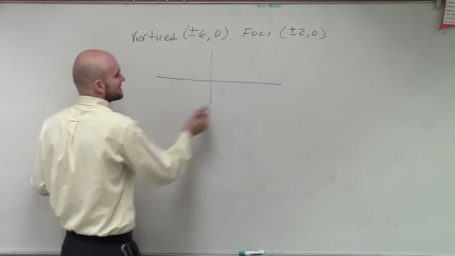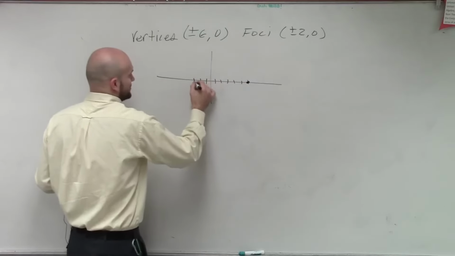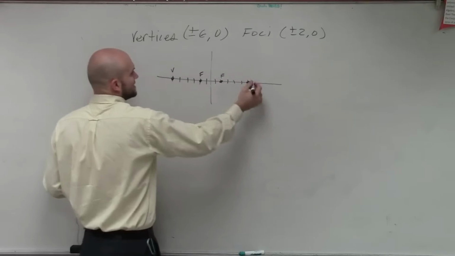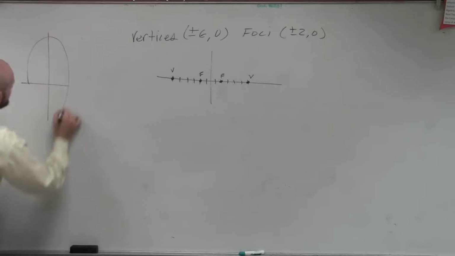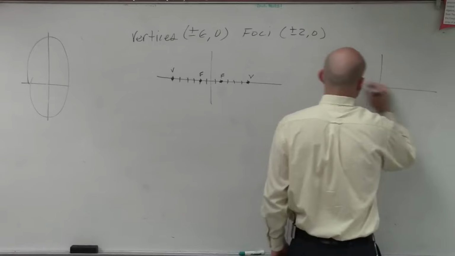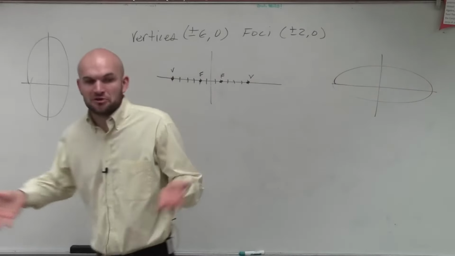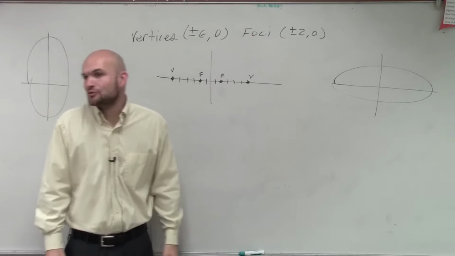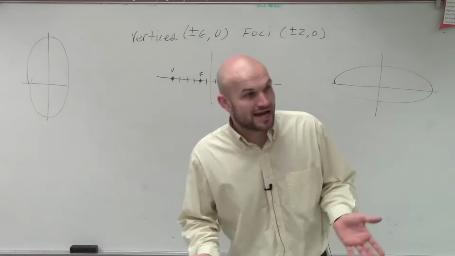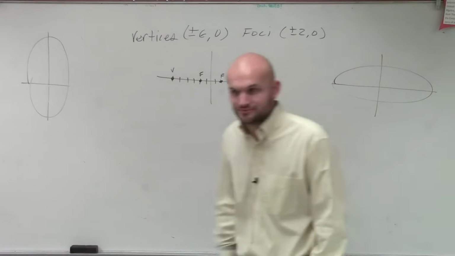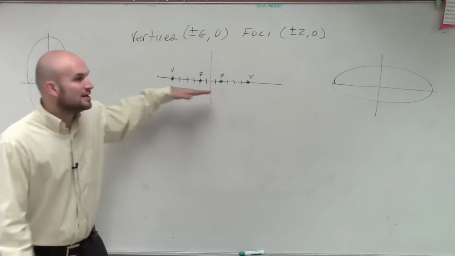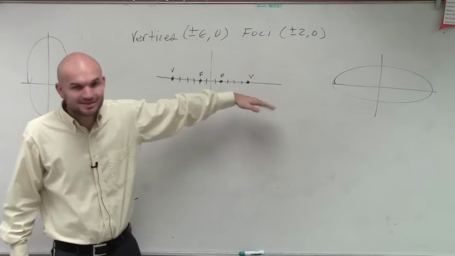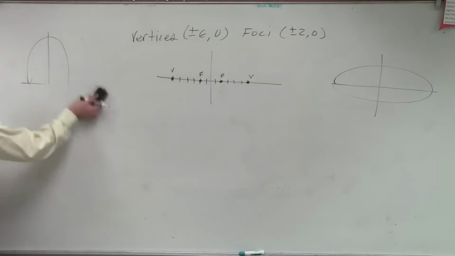So our vertices are plus or minus 6. So 1, 2, 3, 4, 5, 6, and 1, 2, 3, 4, 5, 6. Foci plus 2, negative 2. So we have foci, foci, vertice, vertice. Now remember, ladies and gentlemen, there's only two ellipses that we're dealing with: one that's vertical and one that's horizontal. Now, if you were to guess, would you recognize this to be an ellipse where your major axis is vertical or where your major axis is horizontal? Horizontal, right? It's pretty obvious. The vertices and the foci all have to be on the major axis. And since this major axis is going horizontally, then you have a horizontal ellipse. So let's just eliminate the vertical one.